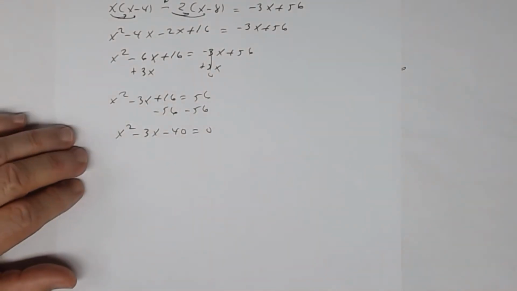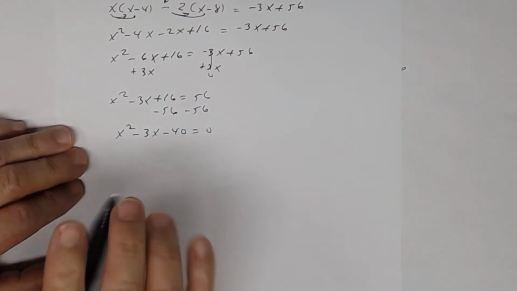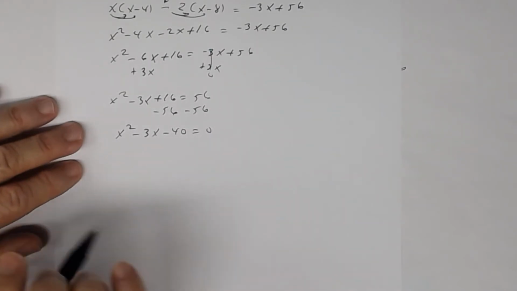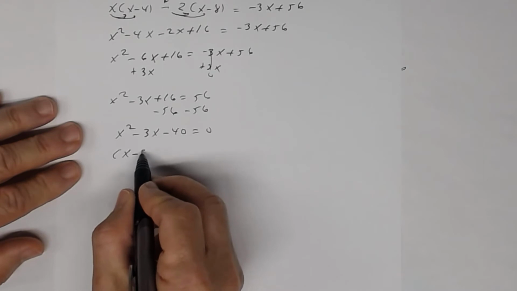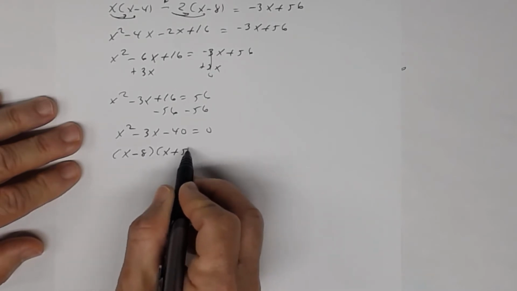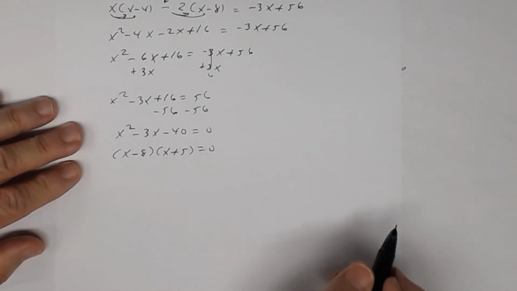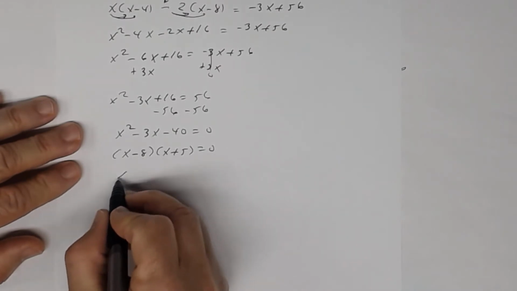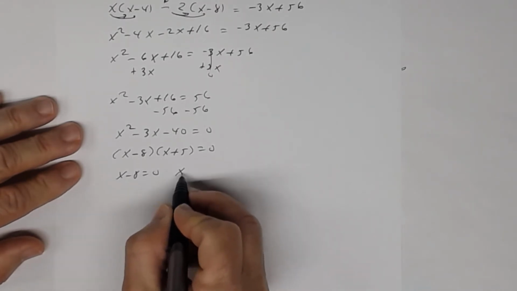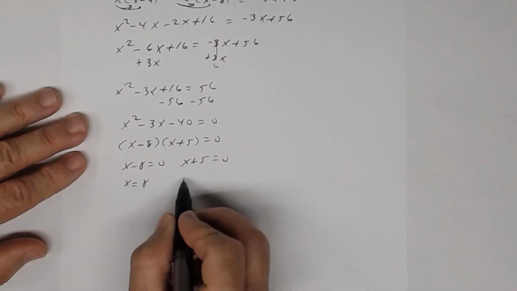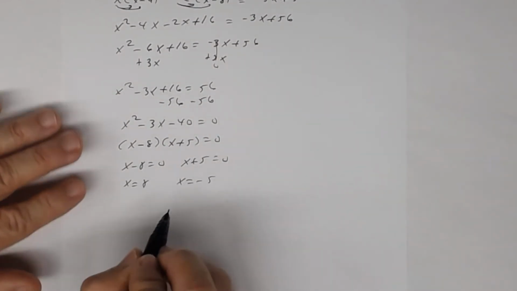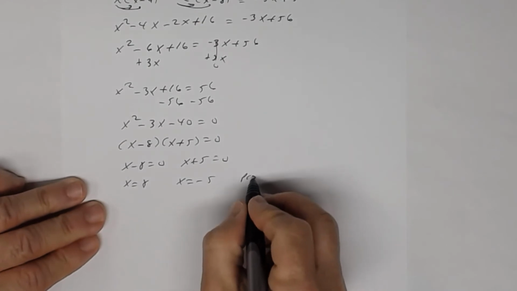All right, so now I have this quadratic equation. I have 0 on the other side. And remember, for us, they're all going to be factorable. So I'm going to factor this. I get x minus 8 times x plus 5 is equal to 0. Then set each factor equal to 0. I get x minus 8 equals 0. X plus 5 equals 0. So I get x to be 8, x to be negative 5. So those are my proposed solutions, right? So these are my proposed solutions.